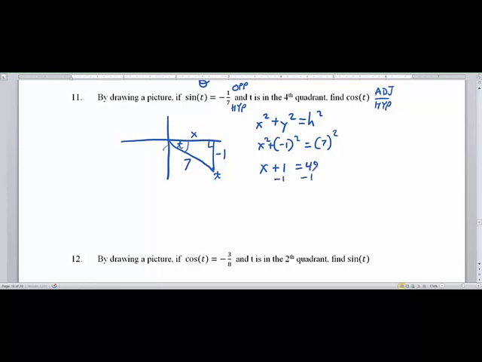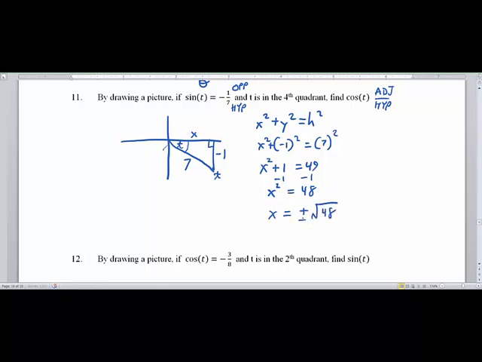Subtract 1 from both sides, using an inverse operation, to figure out my x squared. Sorry, I left the 2 off there for just a moment. So x squared is equal to 48. Take the square root of both sides. x is equal to plus or minus the square root of 48.